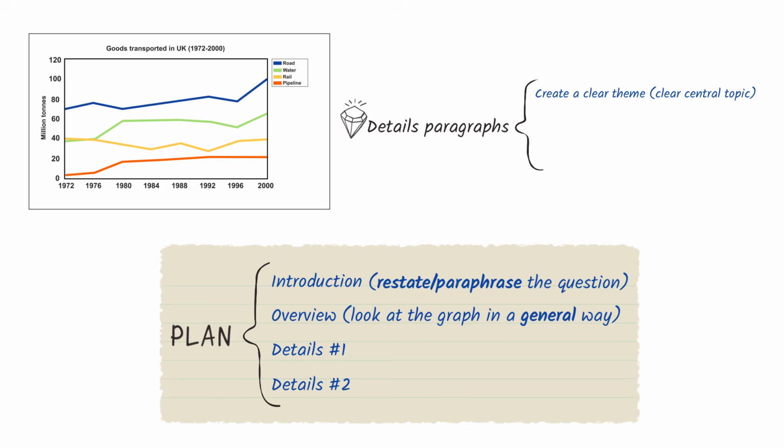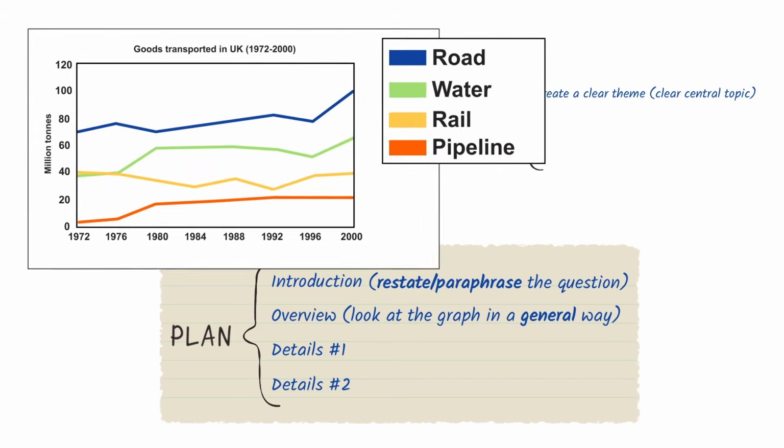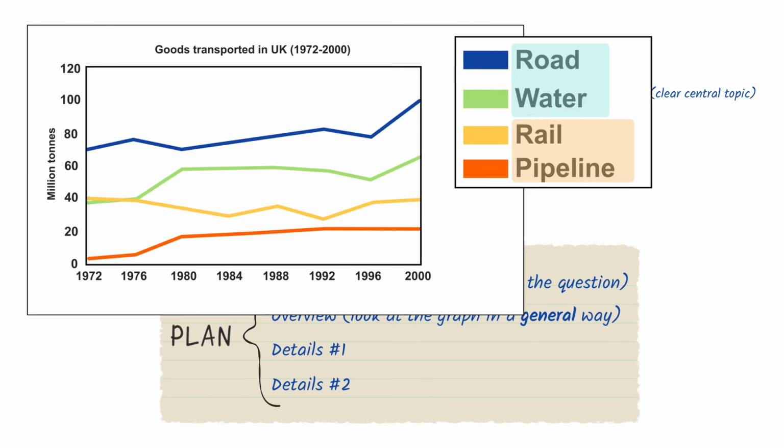So in this particular task, there are 4 categories, and it makes sense to talk about 2 of the categories in one paragraph and the 2 others in another paragraph, right? But even in that separation, you can still create another theme.